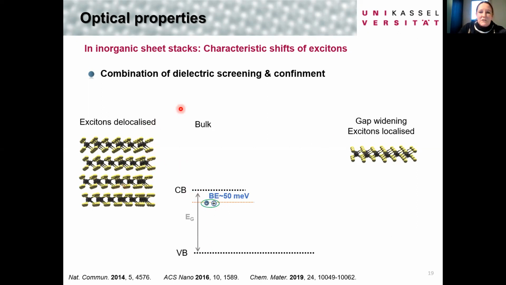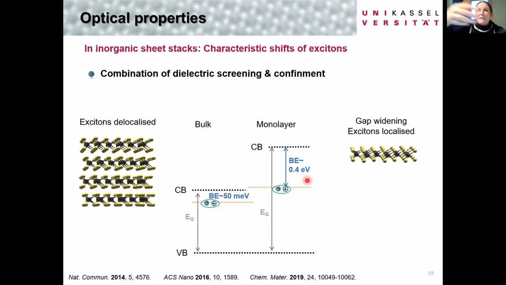And when we actually go to the monolayer, we know that on the one hand, the gap widens, on the other hand, the excitons are localized in these two dimensions. This is where all the fancy physics comes from. And this results also in a larger binding energy. What we measure in an experiment, when we just measure an absorbance, extinction, or reflectivity spectrum, is this difference here. So we measure the exciton energy, which will always be the combination of gap and binding energy.